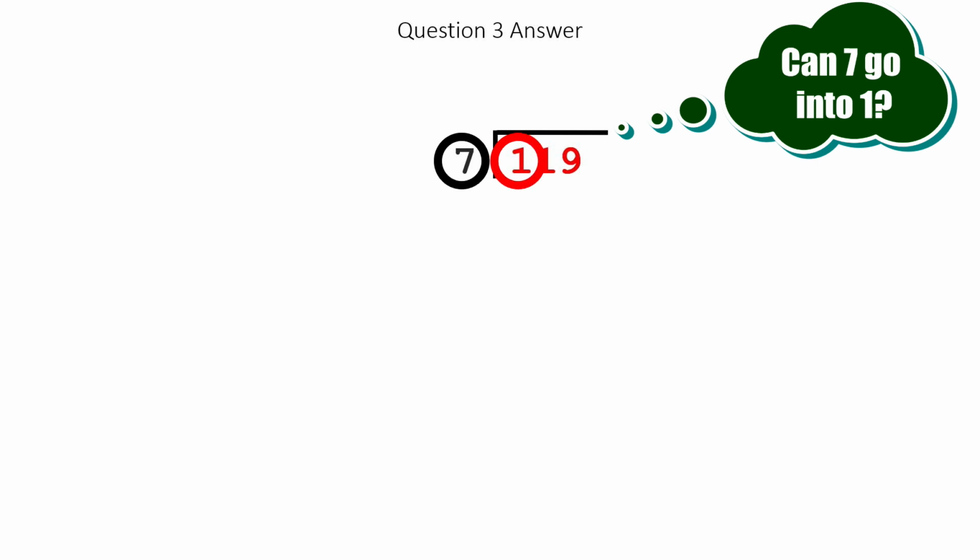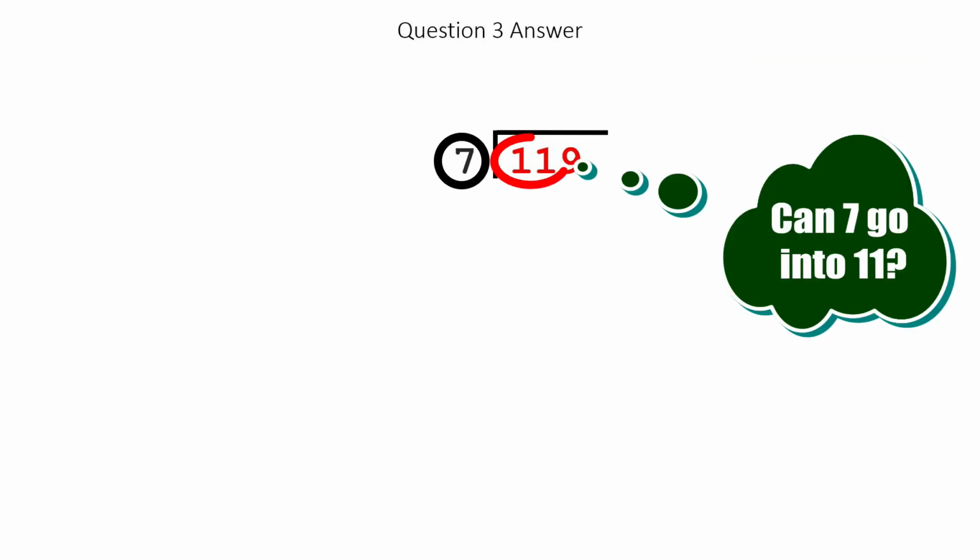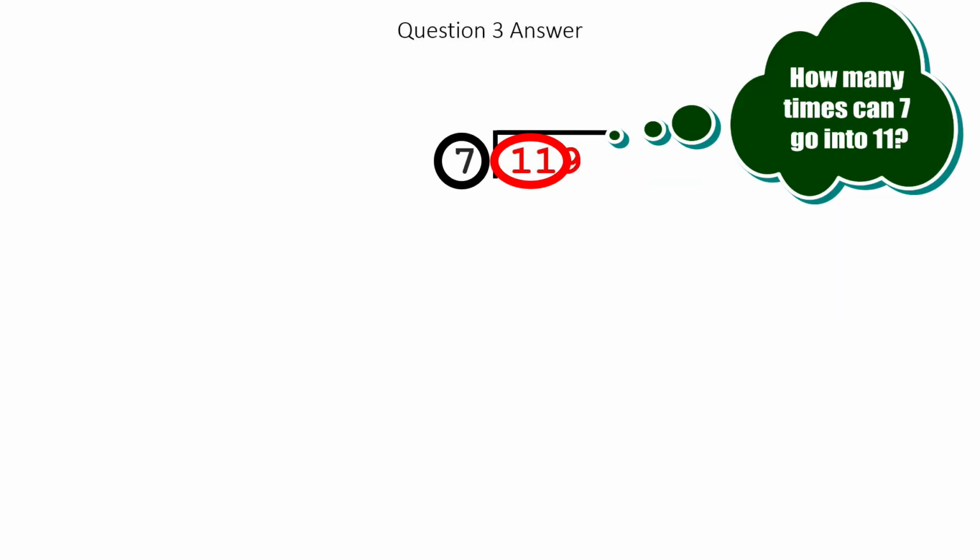Can 7 go into 1? No. 7 is bigger than 1, so it can't go into 1. So we'll need to include the next place value. Can 7 go into 11? Yes, 7 is smaller than 11, so 7 can go into 11. We need to find how many times 7 can go into 11.